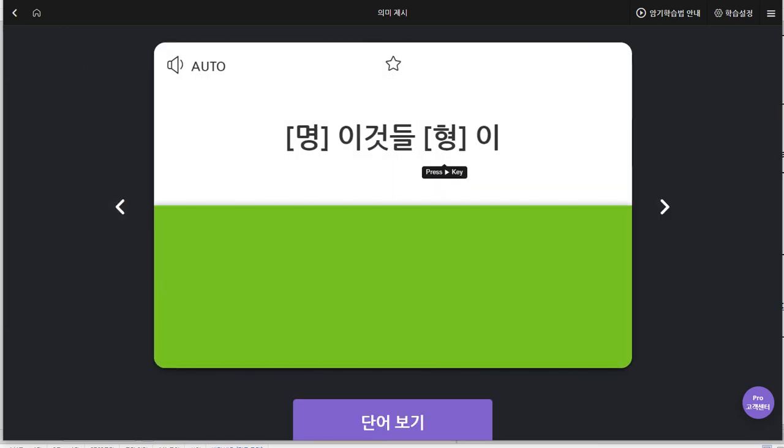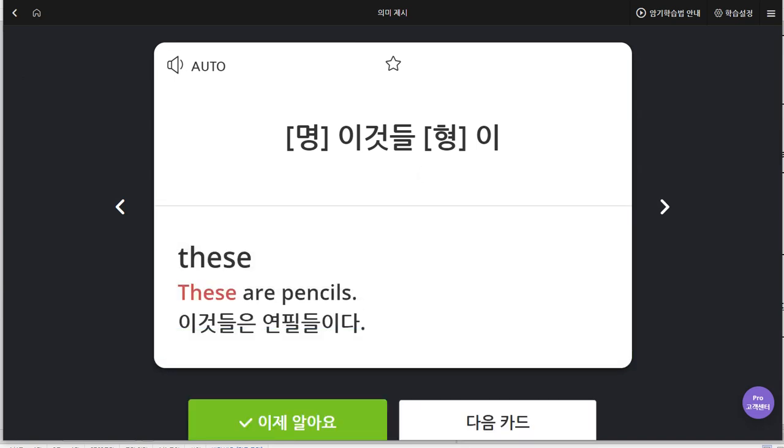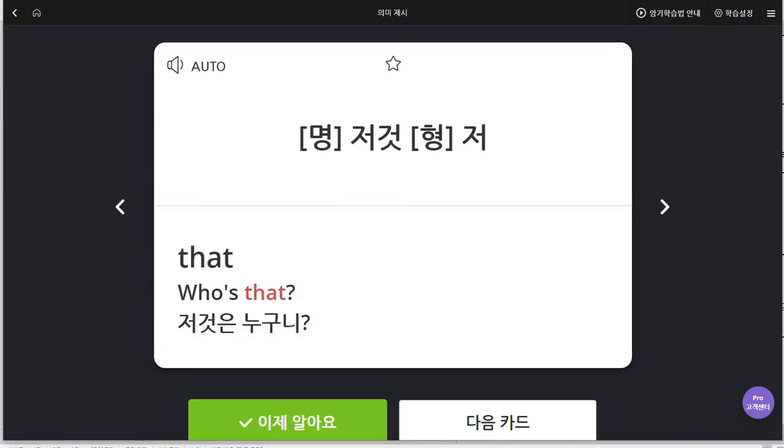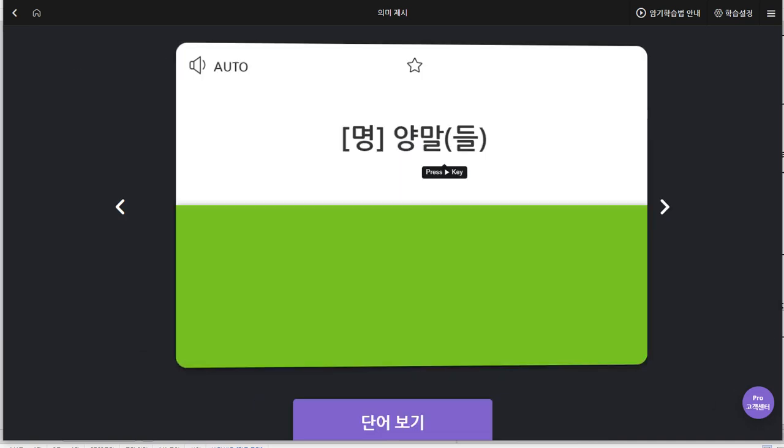Shoes. Okay. 그다음에 이것들. These. This는 가까이 있는 것 하나에 대한 얘기고요. 그 다음에 These는 가까이 있는 것 여러 개입니다. 그래서 이것들은 These are pencils. 이것들은 연필들이에요. 오케이, 그 다음에 좀 멀리 있는 것 That이죠. That. 그 사람 누구야? Who's that? Who's는 who is의 줄임말입니다. 오케이, 그 다음에 양말들.